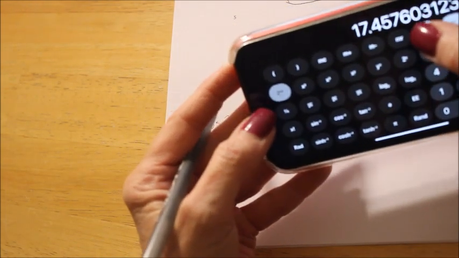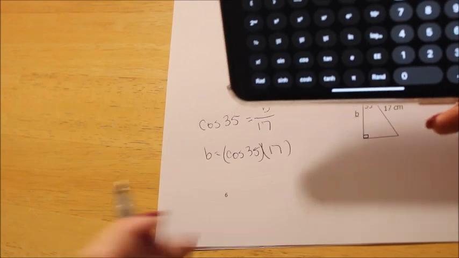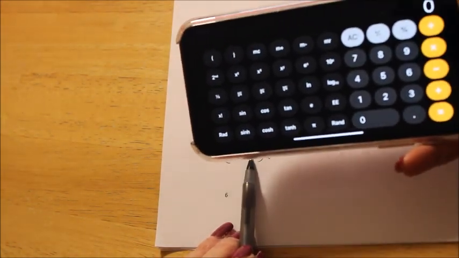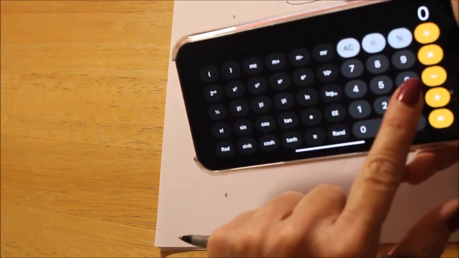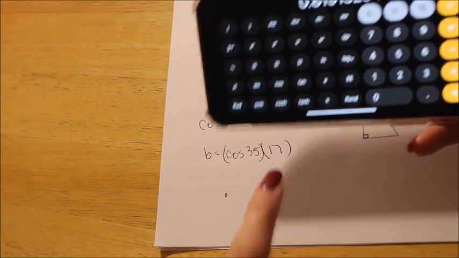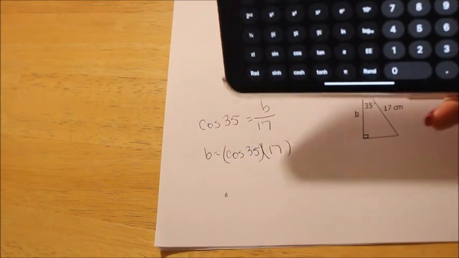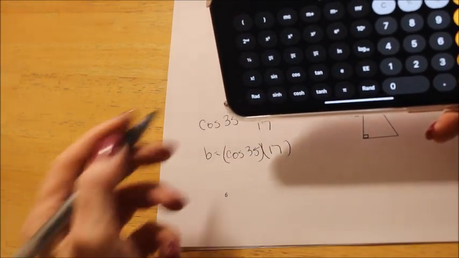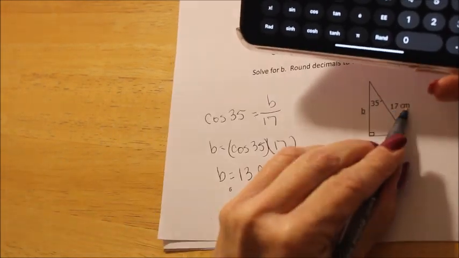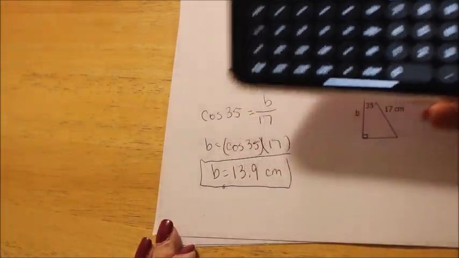Okay, so let me go to clear, and I'm going to go back to my regular mode, because we're not looking for an angle measure here. Now on my calculator, I have to figure out the cosine of 35, and to do that I have to hit the 35 first, and then I'm going to hit the cosine. Now I'm going to times that by 17, and I get 13.9, and there's your answer. And that would be in terms of centimeters. Okay, so there's another example.